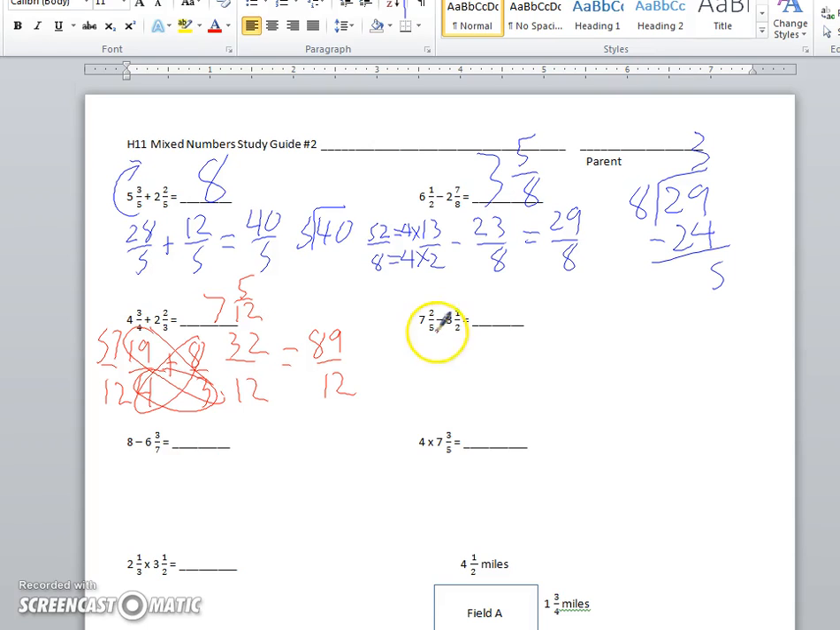Over here I got a subtraction. Change them to improper. 7 times 5 is 35, plus 2 is 37 over 5. Minus 3 times 2 is 6, plus 1 is 7 over 2. Again, there's not a nice way to change halves into fifths, so I'm going to cross multiply, and they're both going to tenths. 2 times 37 is 74. 7 times 5 is 35. When I subtract, I've got 39 over 10. And when you divide that out, I should get 3 and 9/10.